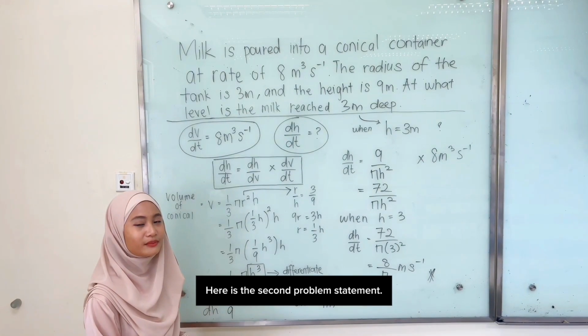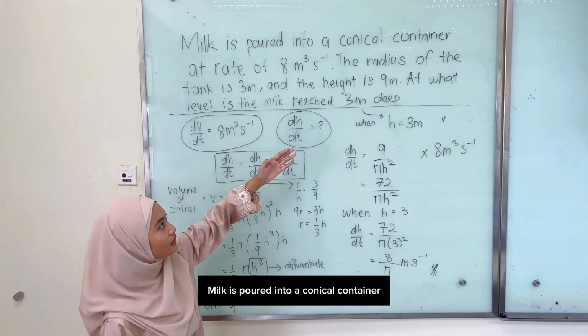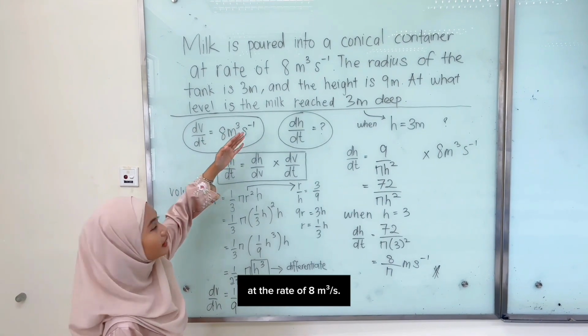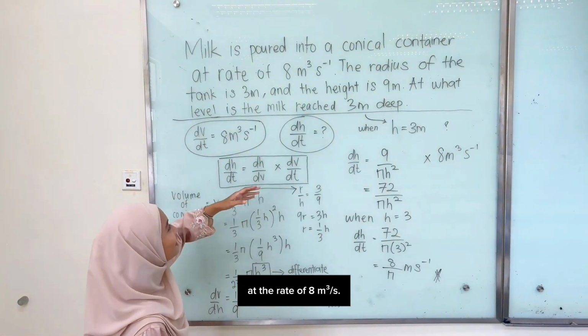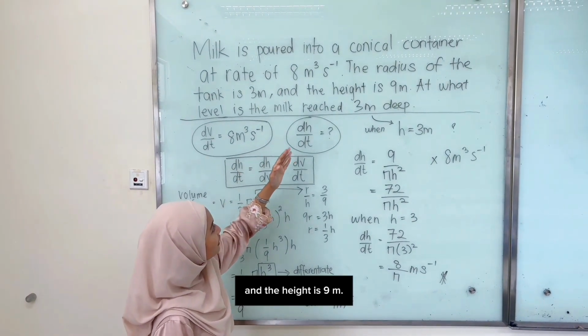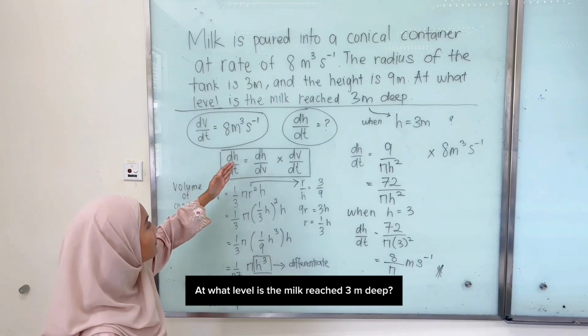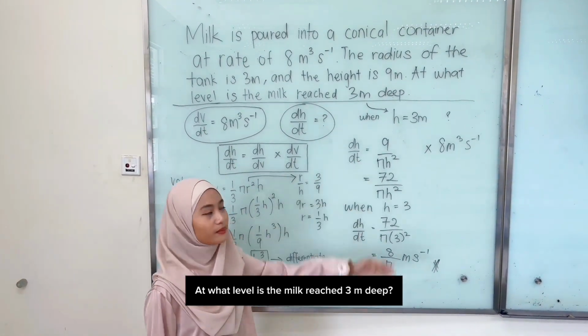Here is the second problem statement, which is: milk is poured into a conical container at the rate of 8 meter cube per second. The radius of the tank is 3 meter and the height is 9 meter. At what level is the milk reach 3 meter deep?